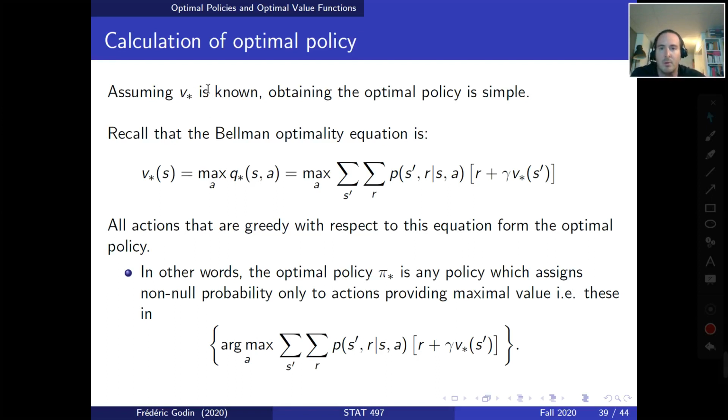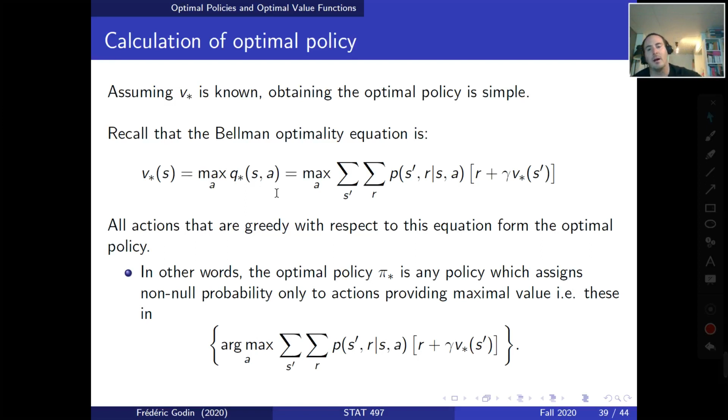So let's say we are able to compute it, then getting the optimal policy becomes very straightforward. Recall, from the previous slides, we showed that the optimal value function in a state is the maximum across all possible actions in that state of the optimal action value in state S and action A.